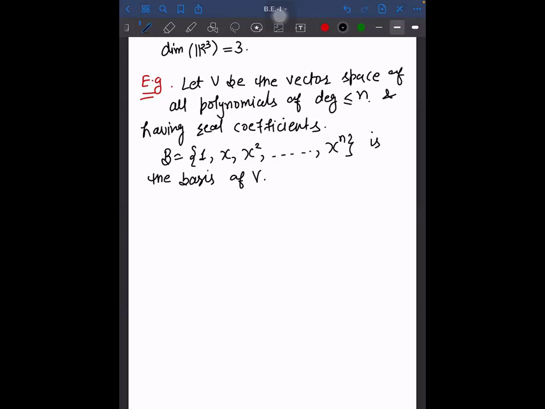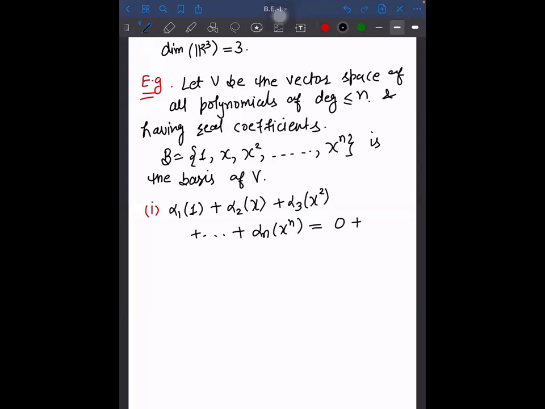Right? So how can I do that? I need to prove that B is linearly independent and B spans V. So for proving that B is LI, you consider alpha 1 x, alpha 2 x square, alpha 3 x cube, plus up to alpha n x^n equal to 0. Now that 0 is nothing but the 0 vector or the 0 polynomial.